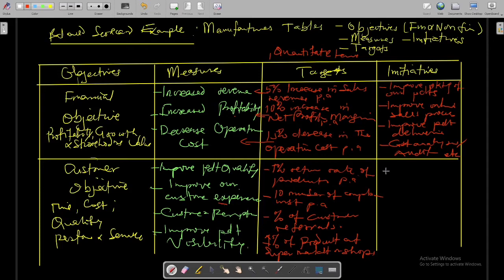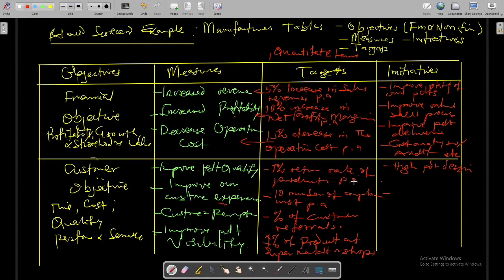To have a 1% return rate of products, here we can set a target as high product design. Sorry, the spaces are too small. High product design. So when we design our product so well, customers will not return the product.